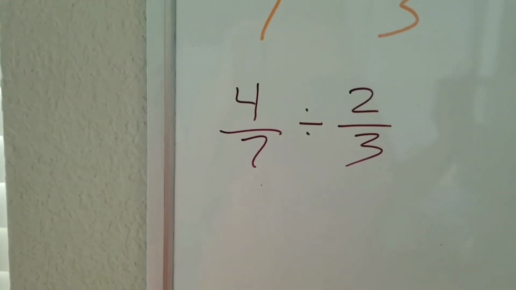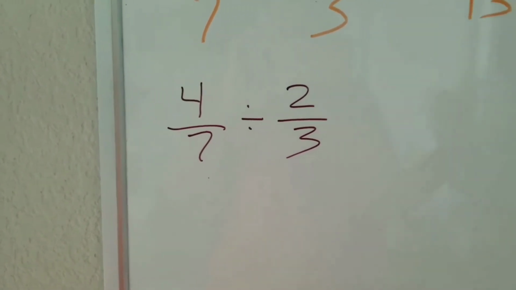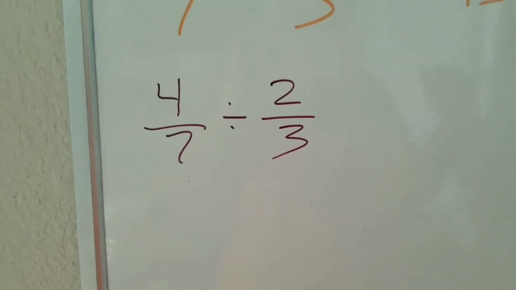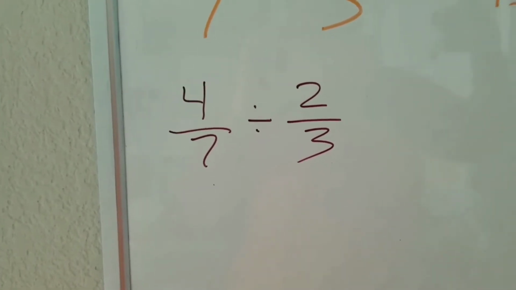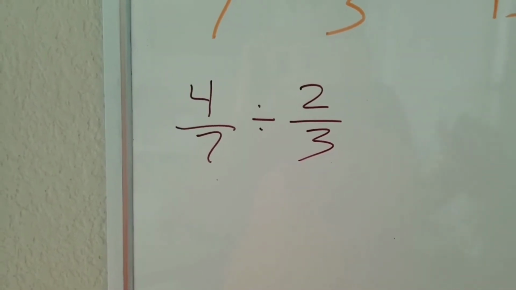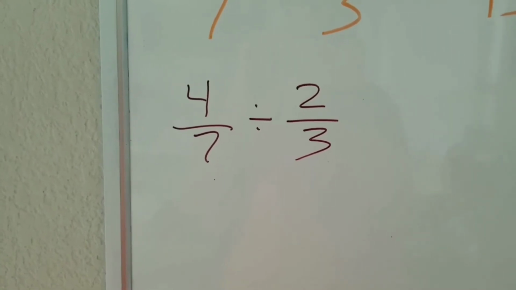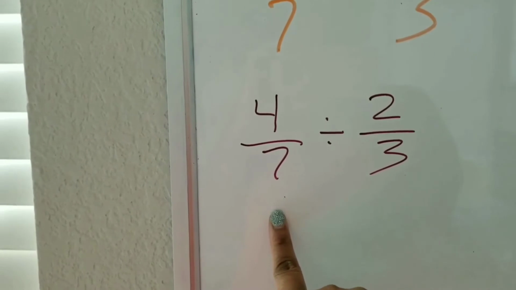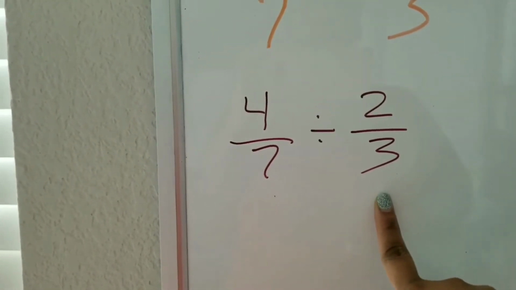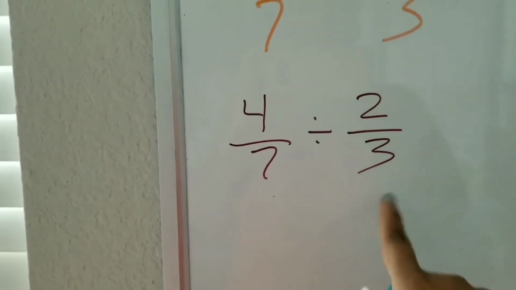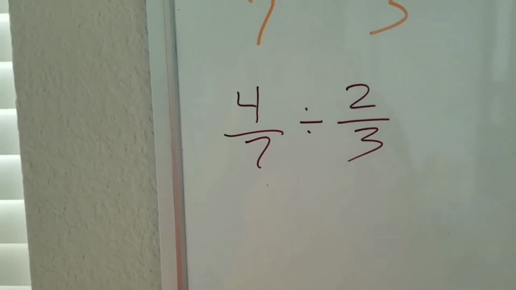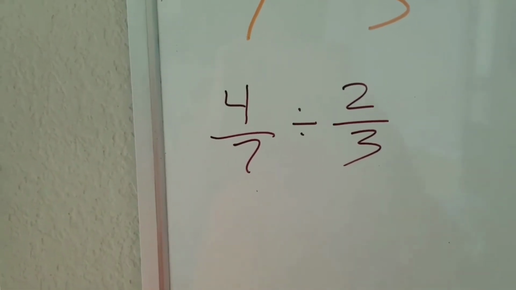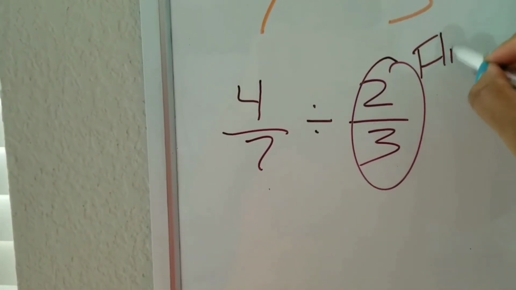Now, remember what we learned about dividing fractions. Remember our mnemonic devices. First, we're going to reduce to the lowest terms if we can, and we're going to cross cancel if we can. So let's ask ourselves, can we reduce that to the lowest terms? No. How about this? No. Can we cross cancel? No. What do we do next? We're going to take the second fraction and what are we going to do? We're going to flip it.